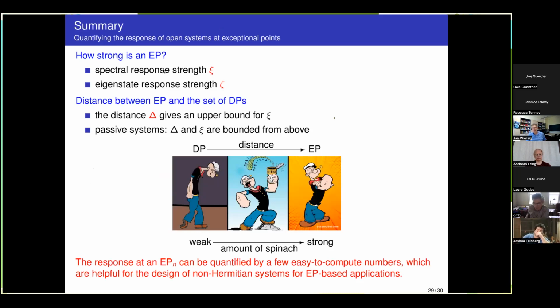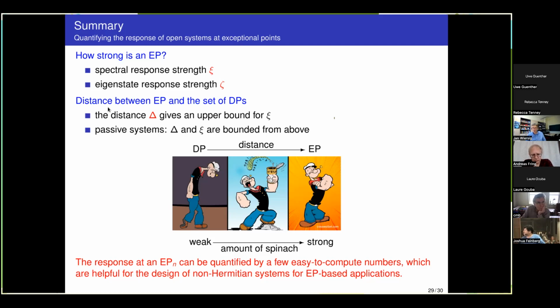Okay, so with this, I would like to come to a summary. I have addressed the question of how strong an exceptional point is. In the sense of spectral response strength, psi, this quantity gives you the splitting, or an upper bound for the splitting, of the eigenvalues, the change of the eigenvalues under a perturbation, and also the intensity response to harmonic excitations. The eigenstate response, zeta, gives you the change of the eigenvectors under a perturbation of the system.